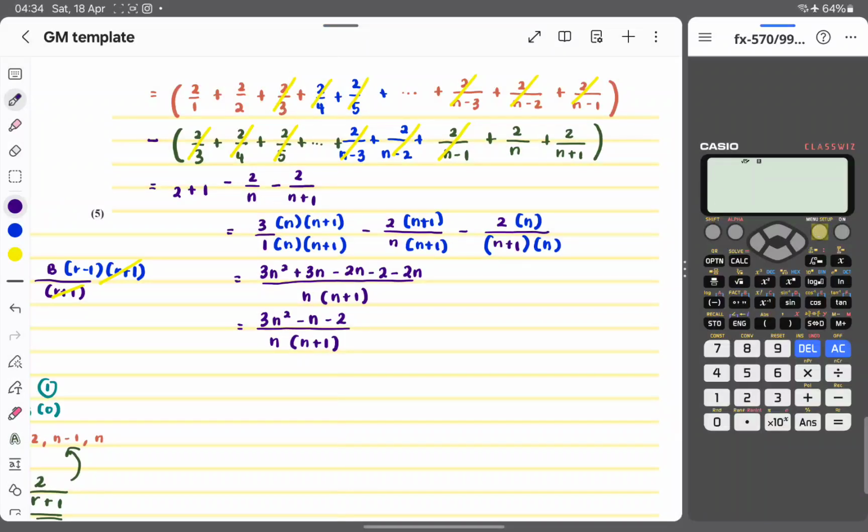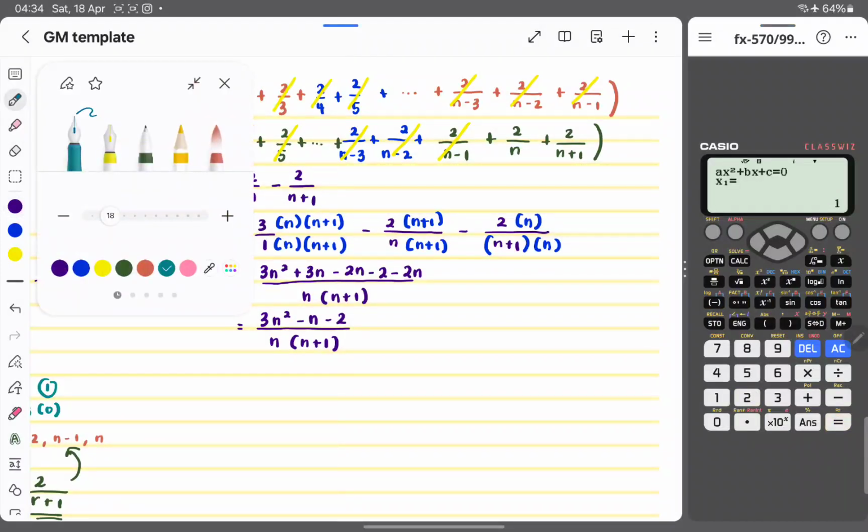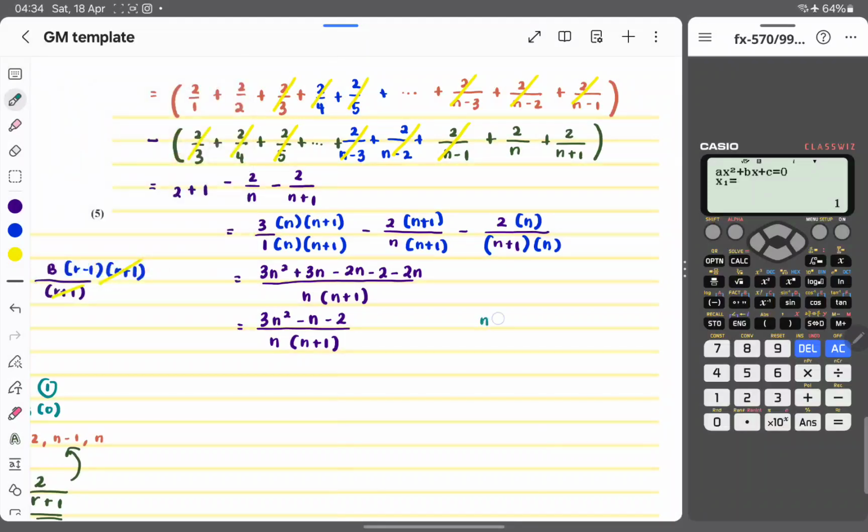We can simply use our calculator. Okay, go to equation, polynomial degree 2. Coefficients are 3, negative 1, negative 2. The first value of n is 1, and the second one is negative 2 over 3. We want to find the factors. So when we want to find a factor, we have to make it equal to 0. So n minus 1 equals 0.